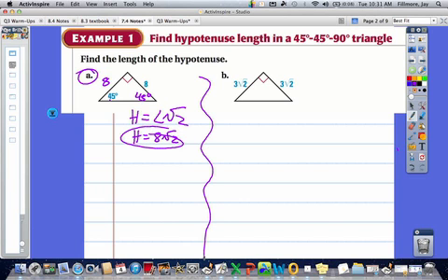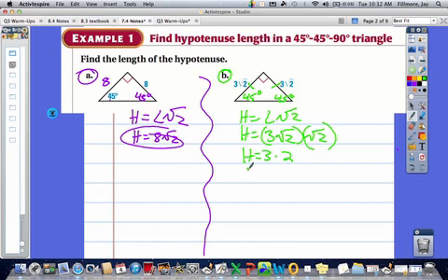For part B, we know this is a 45-45-90 because this is isosceles. So these have to be equal, and since all the angles need to add to 180, these both have to be 45. There's no other choice. Isosceles right triangles are always 45-45-90s. So the hypotenuse equals the leg times the square root of 2. Well, here the leg is 3 root 2. I want to take that times the square root of 2, and root 2 times root 2 is just 2. So the hypotenuse is 6.